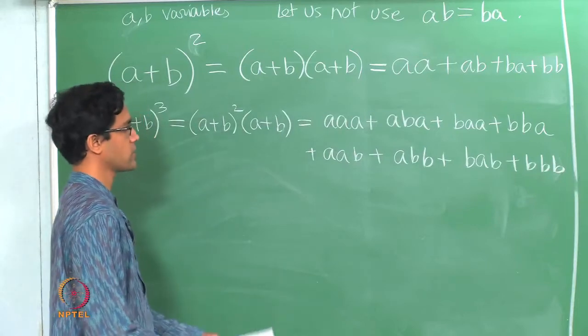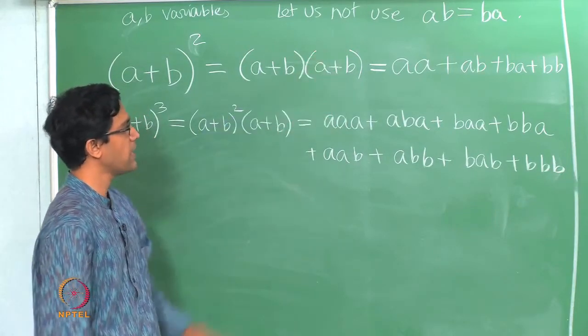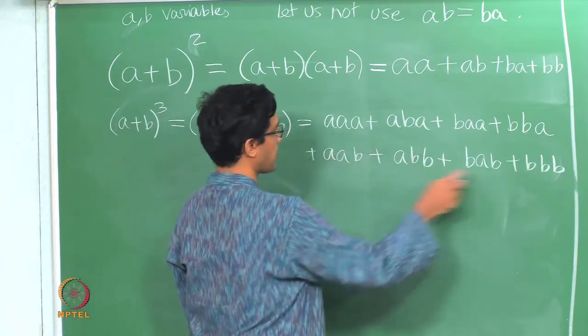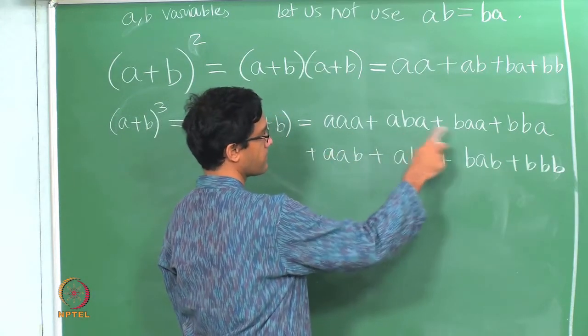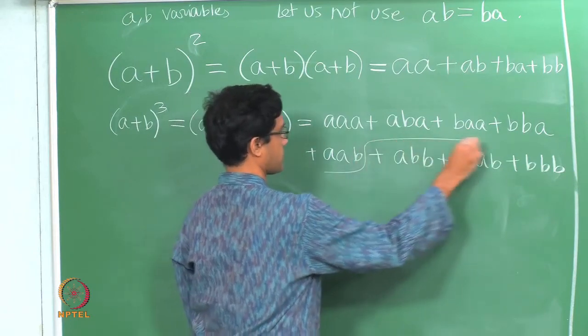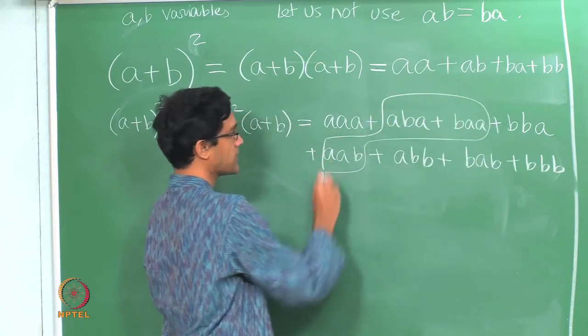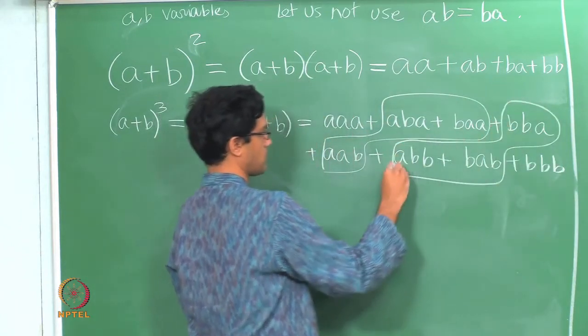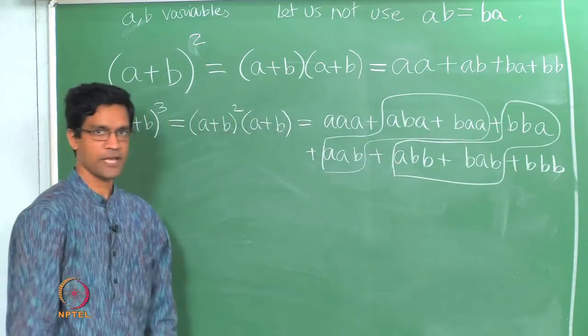And again notice it's just a familiar identity. If you use AB equals BA, if you think of a and b as being commuting variables, this is a cubed plus b cubed plus, let's see, a squared b. These 3 terms are just really a squared b. Similarly, these 3 terms are a b squared. Okay, so that's again the familiar identity.